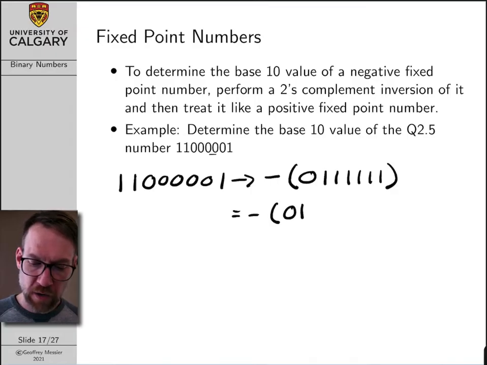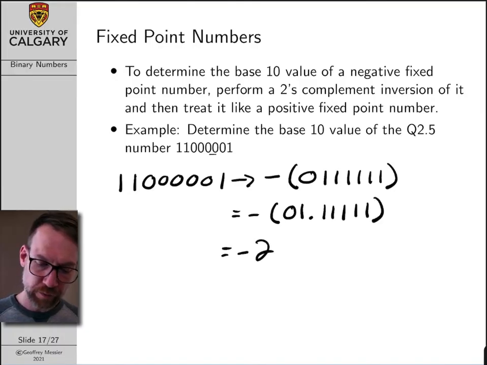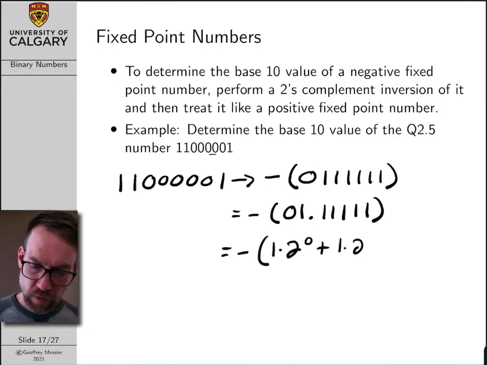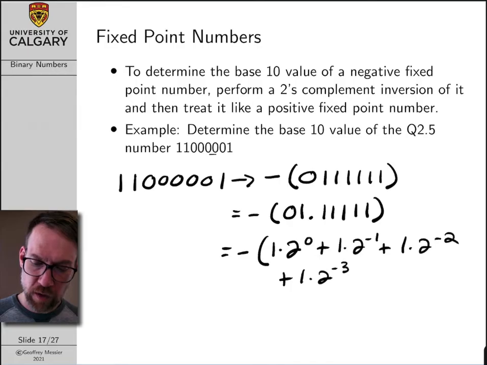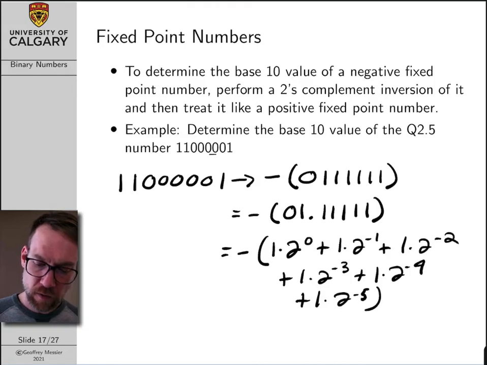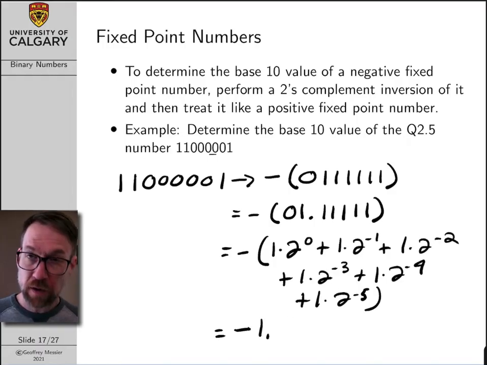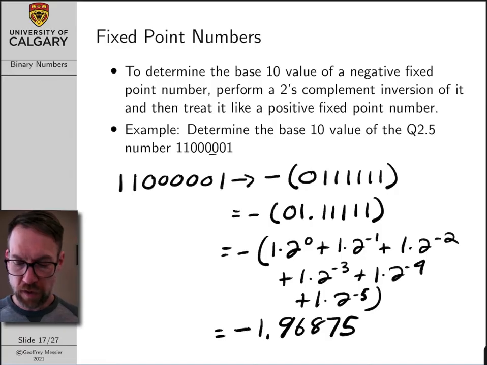Again, to put in the binary point, this is the negative of 1 times 2 to the 0 plus 1 times 2 to the minus 1 plus 1 times 2 to the minus 2 plus 1 times 2 to the minus 3 plus 1 times 2 to the minus 4, which is equal to, if you calculate it all out, 1.96875, which is the value that we started with on the previous slide.